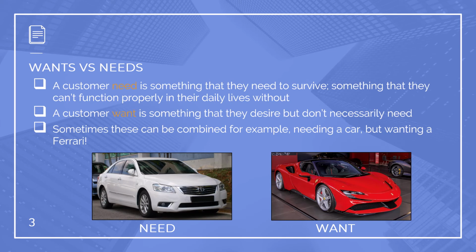So in this particular example, we might need a car to get to work, but also we might want a particular type of car that we don't necessarily need. So people have desires that they might want something particularly fancy that they don't necessarily need. And also people might treat themselves to things that aren't necessarily needed, but it's something that they want.